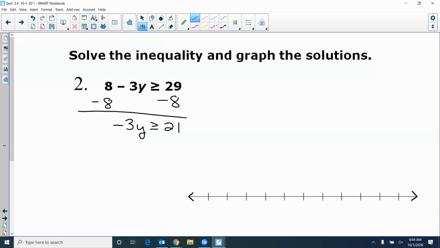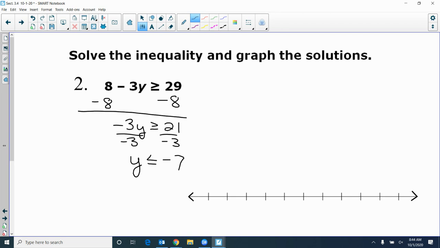Jalen, what do I do from here? Not subtract, because those are being multiplied. Divide. Divide by -3. That gives me y. Since I divided by a negative, Preston, what do I have to do? Flip the sign. So instead of greater than or equal to, it becomes less than or equal to. 21 divided by -3 is -7. That means anything less than or equal to -7 works.